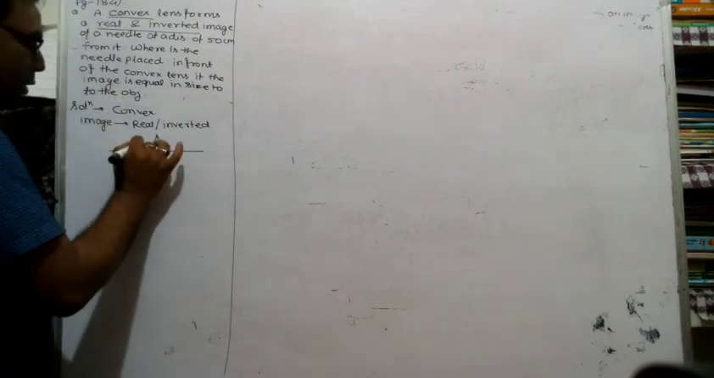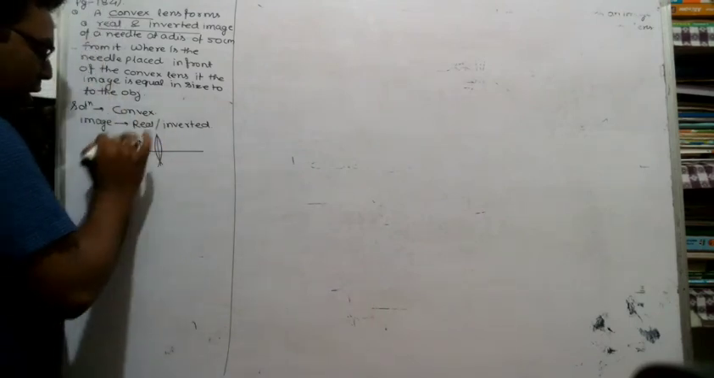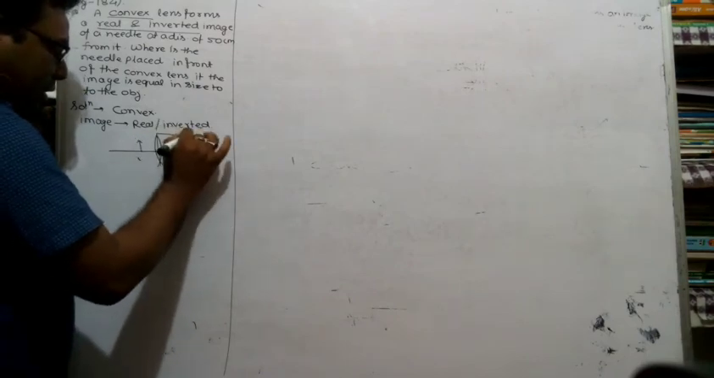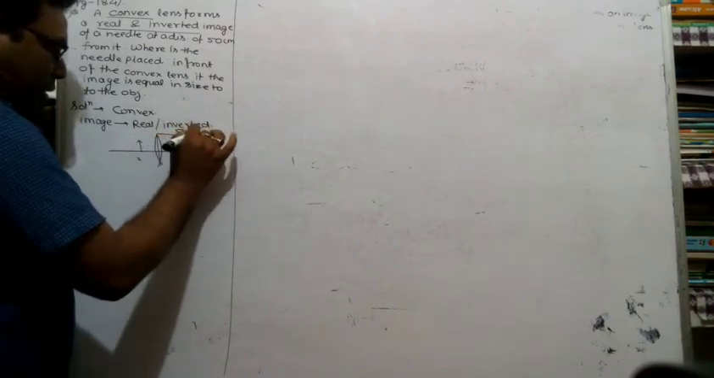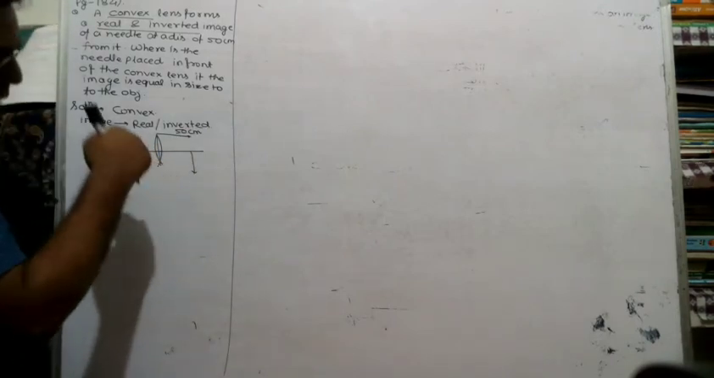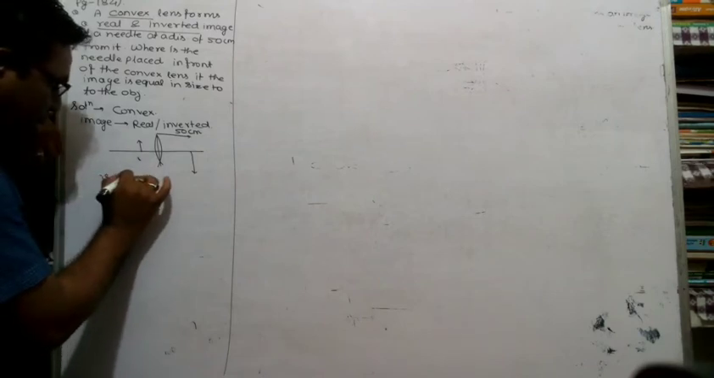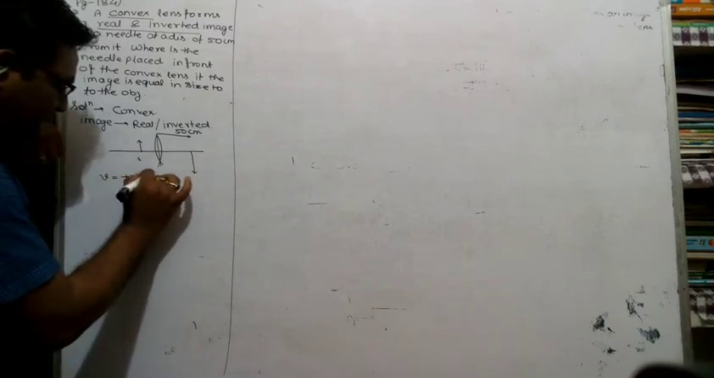Look at this. This is your lens. Here is the needle, and this one is the image. This distance is 50 centimeter. Understood the question, beta? And you know, real image is formed at the right side. So here V is equal to plus 50 centimeter.